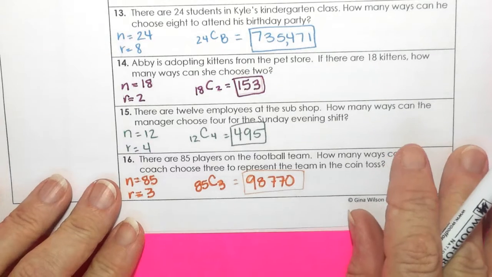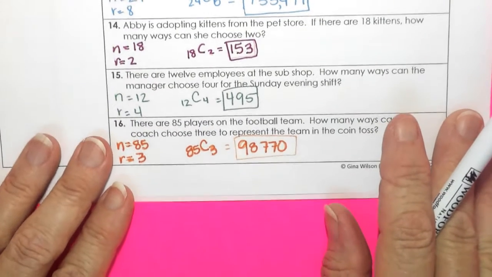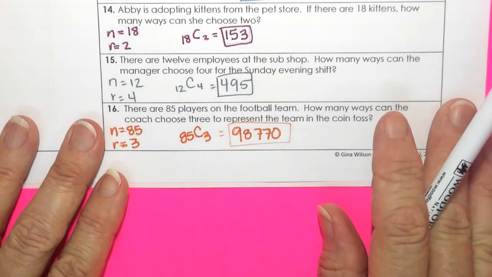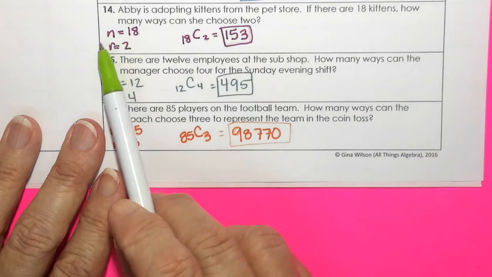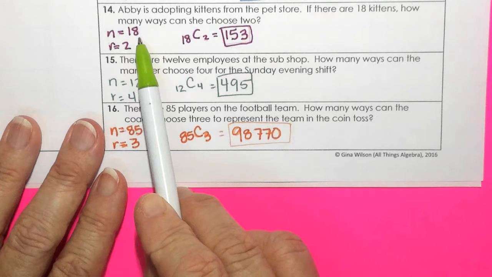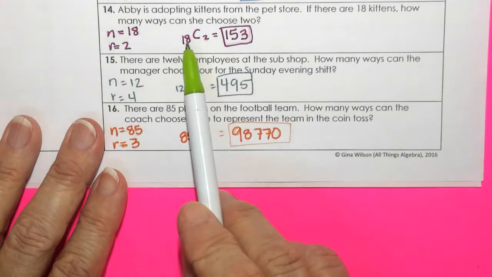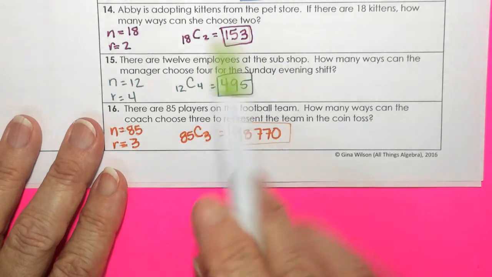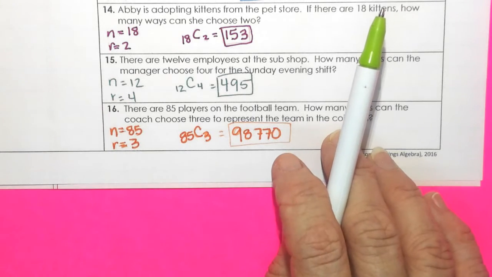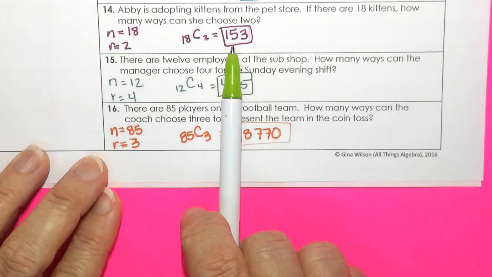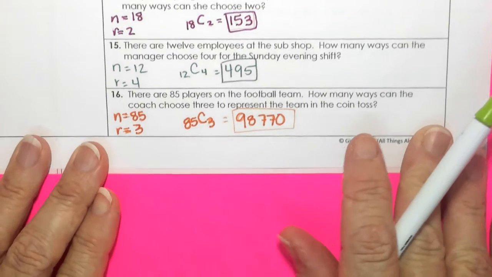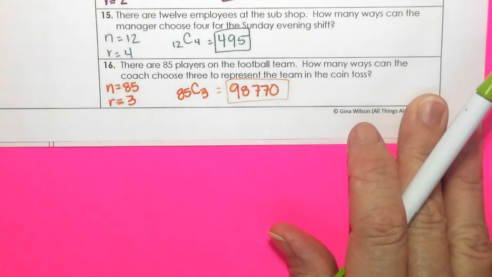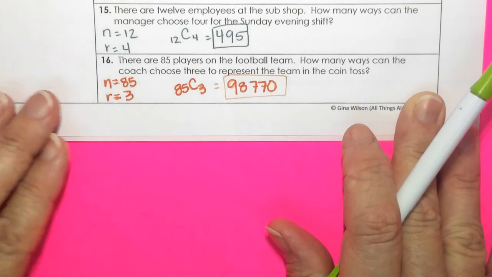Okay. For question 14, Abby is adopting kittens from the pet store. If there are 18 kittens, how many ways can she choose 2? So here's your total number of kittens to choose from. She's choosing 2, so it's 18 comma 2 when you open up your combinations function, and the answer will be 153. Always push pause, get your own answer, and make sure it's all working for you before you move forward in confidence.